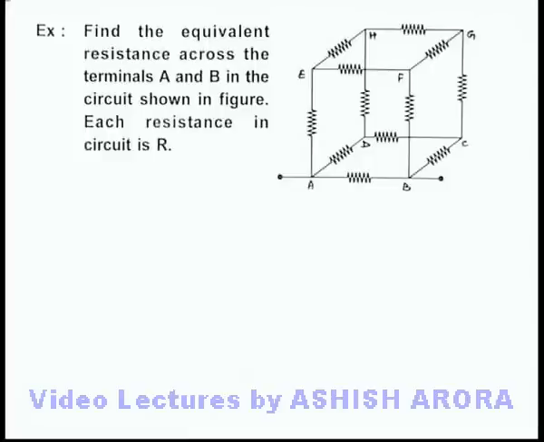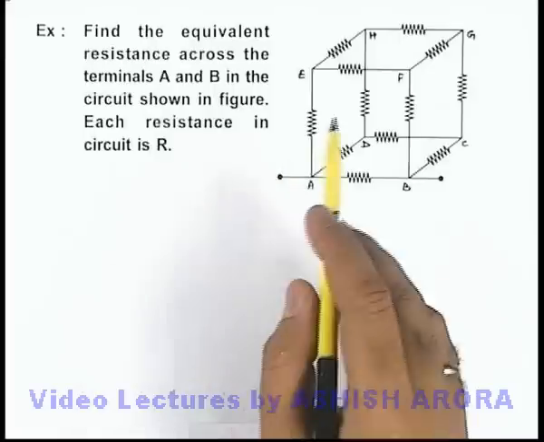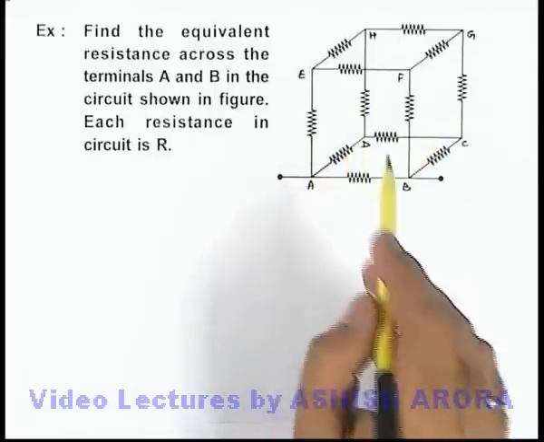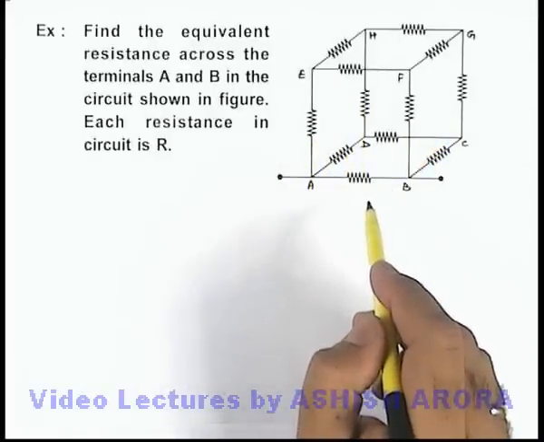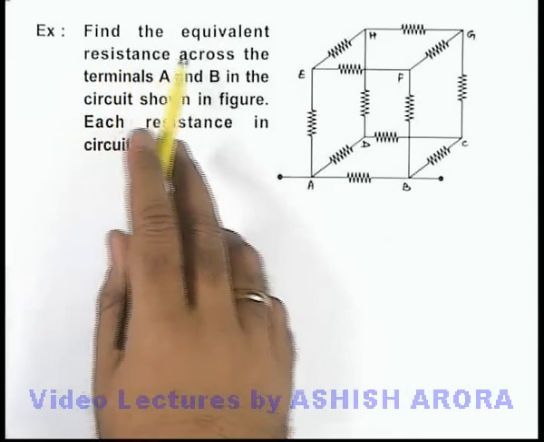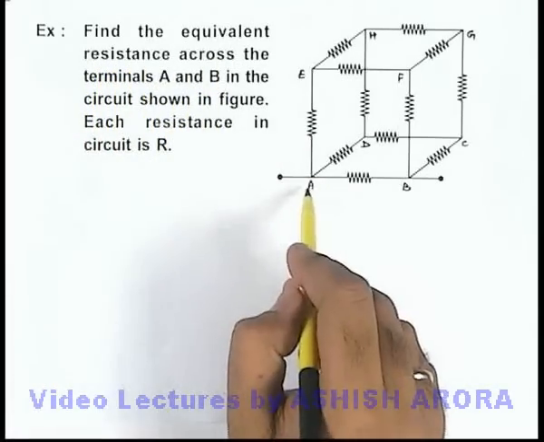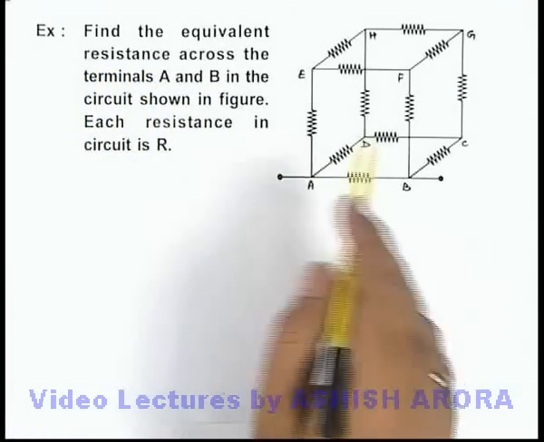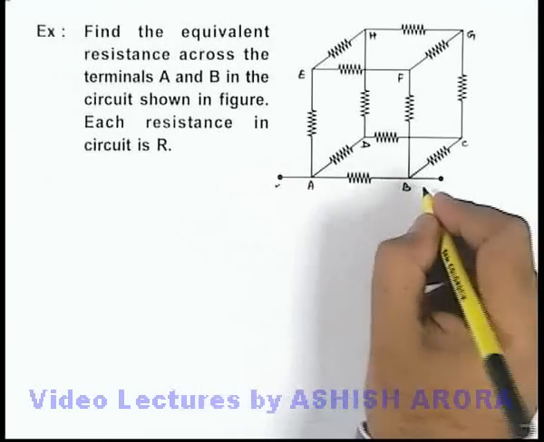This is an example which is similar to the previous example we already took up. Here also there are 12 resistances which are connected in a cube-like fashion, and now we are required to find the equivalent resistance across the terminals A and B in the circuit, and again each resistance is of value R.